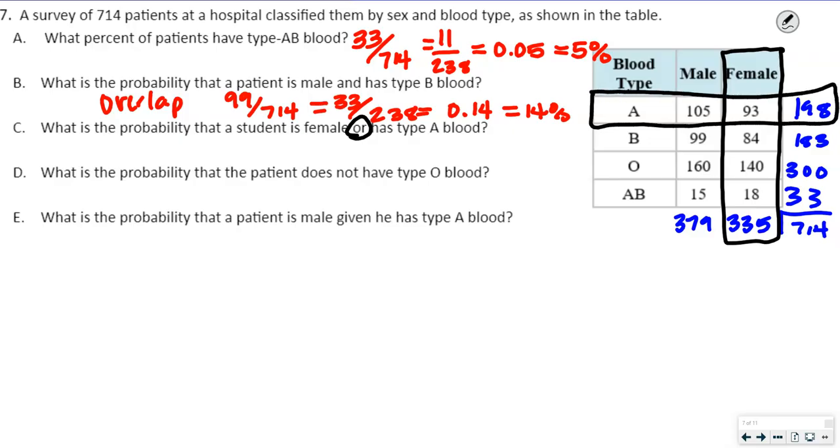So we're going to take our total females, 335 over the 714. We're going to add to it the total for type A bloods, that's 198 over 714. And we're going to subtract that overlap right there, because remember that 93 is overrepresented right now. So we're going to do minus 93 over 714. Remember, you're keeping your denominator. So really what you're doing here is 335 plus 198 minus 93. When we do that, I got 440 over 714.